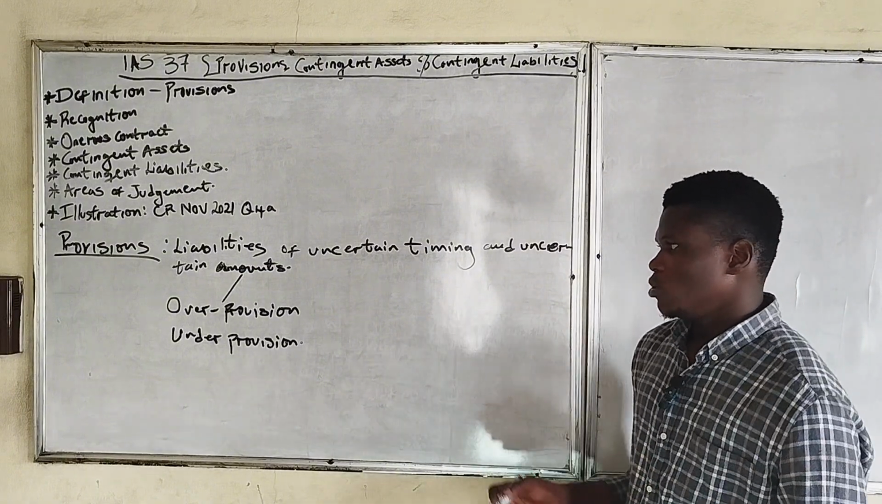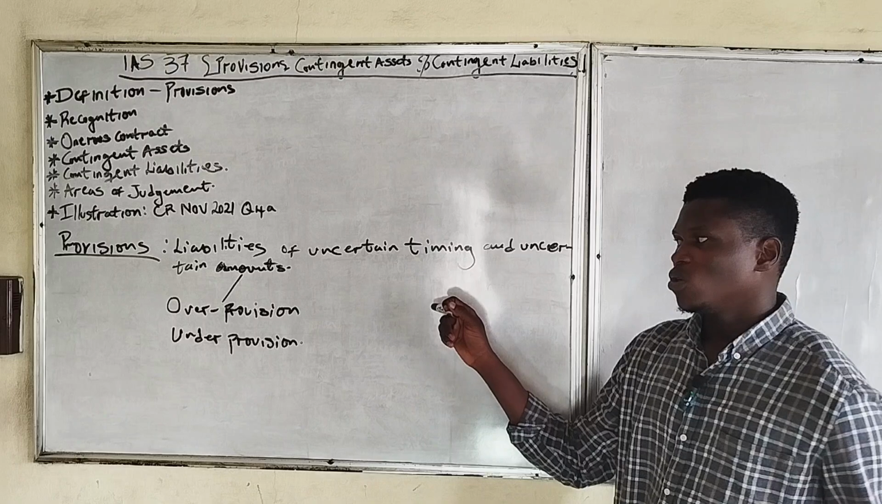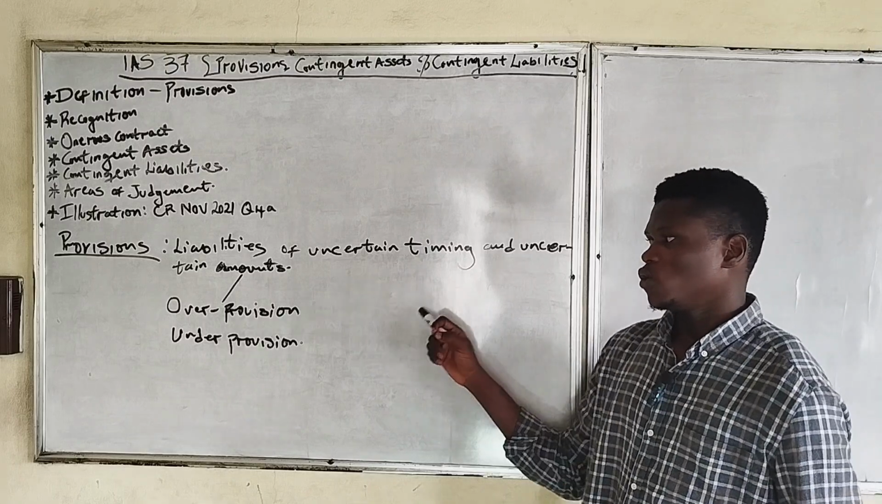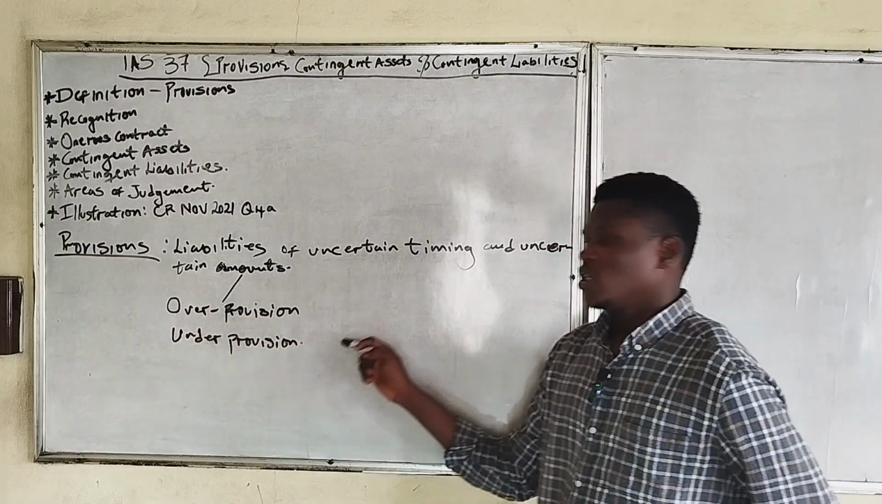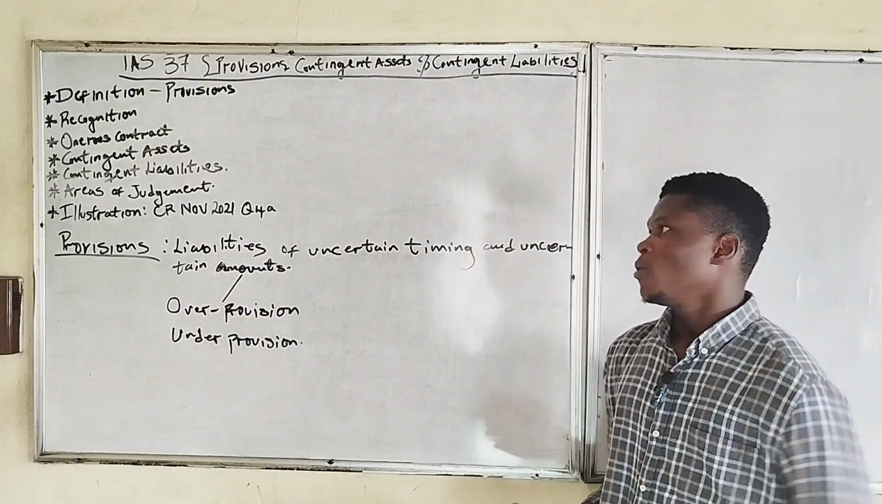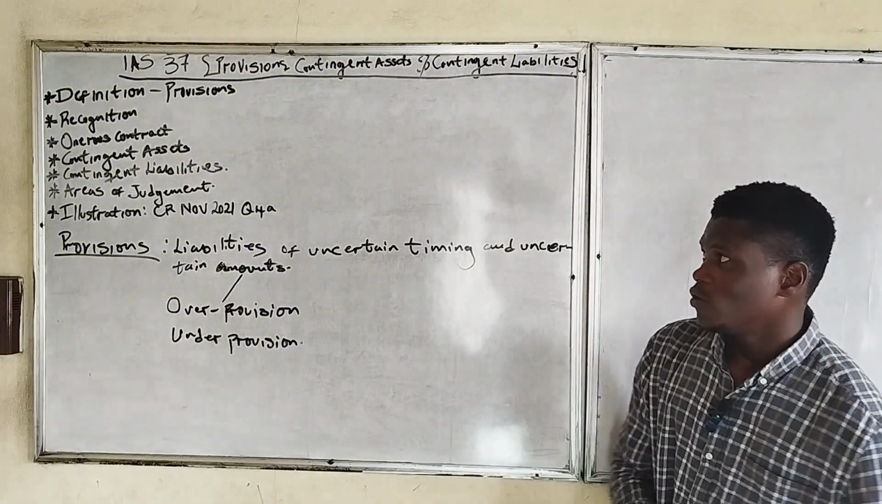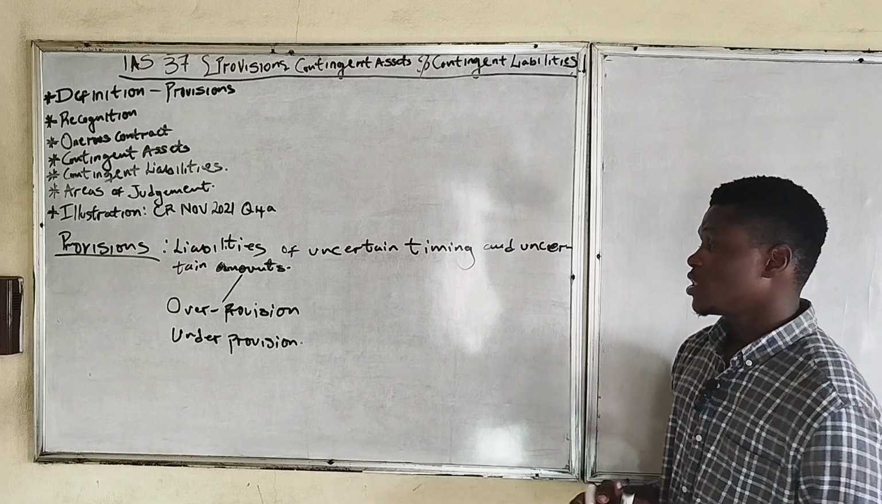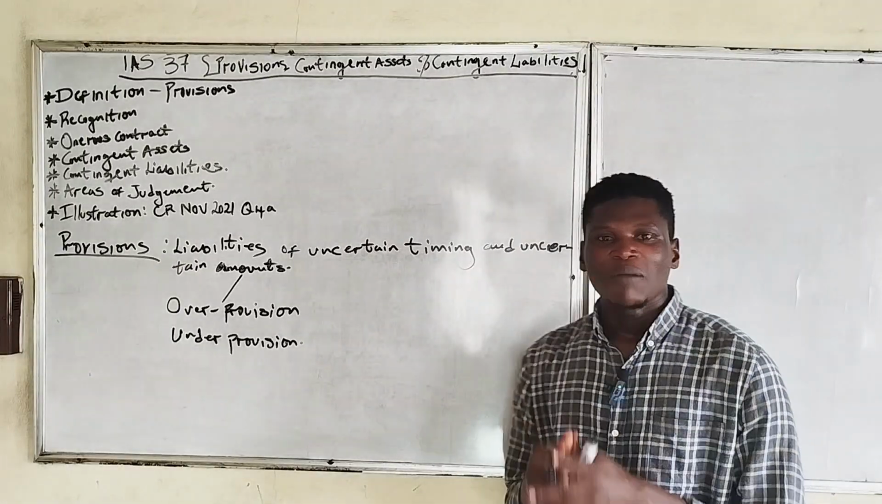So let's take them one by one. There are ways by which we pass entries for over provision, and also ways by which we pass entries for under provision in accordance with IAS 37. So that's the definition of provisions. They are liabilities of uncertain timing and uncertain amount.